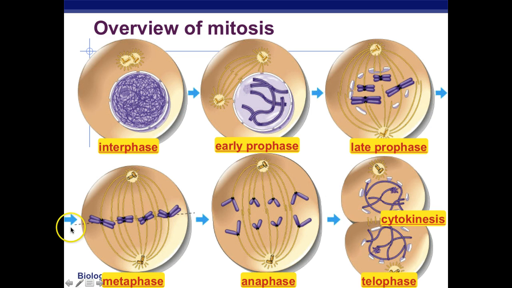During metaphase, the chromosomes will line up on something called the metaphase plate, which is the center of the cell, so that the chromosomes can be pulled to the opposite poles.